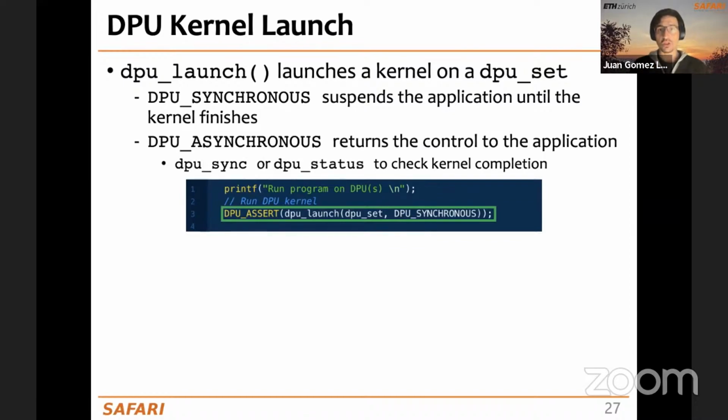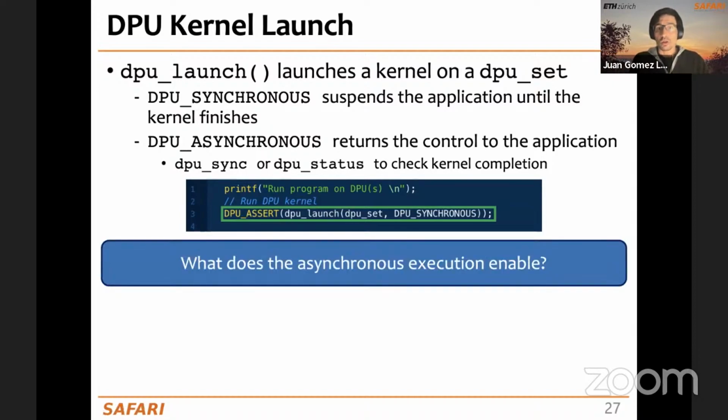The main difference between these two is that in the first case, the execution of the application on the CPU gets suspended until the kernel finishes on the DPU side, and at that point, the CPU can continue the execution. Whatever host instructions we have after this DPU launch will be executed after the kernel has finished on the DPU side. Or we can do this asynchronous execution where the kernel is launched and then the CPU is free and can continue performing other operations in the same program. What does this asynchronous execution enable?